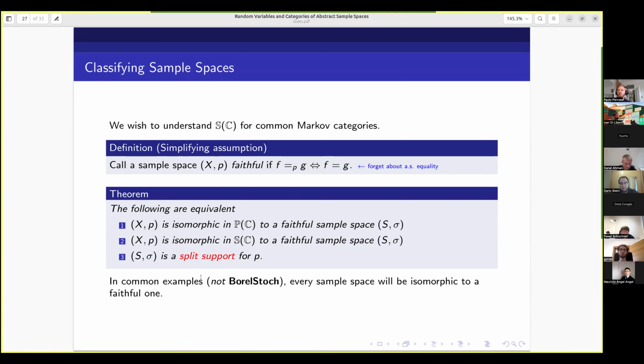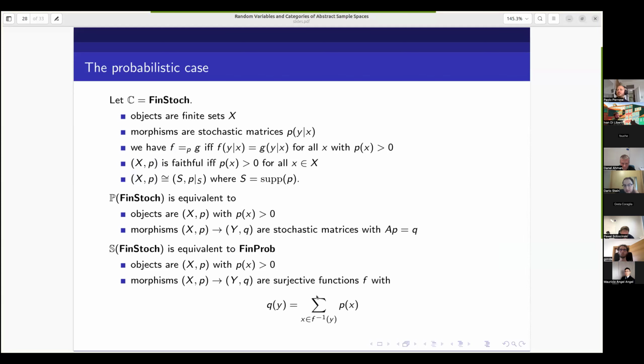So then we can ask, for any sample space, can we find one that is faithful, that is isomorphic to it? And in all common examples, except Borel probability, we will have this. So then we can cut down the whole theory to faithful sample spaces and study those. Now I need to go a bit quick, I think. But the characterizations will be really nice.